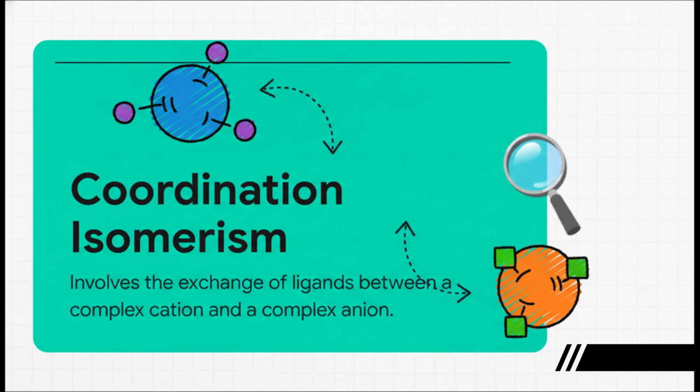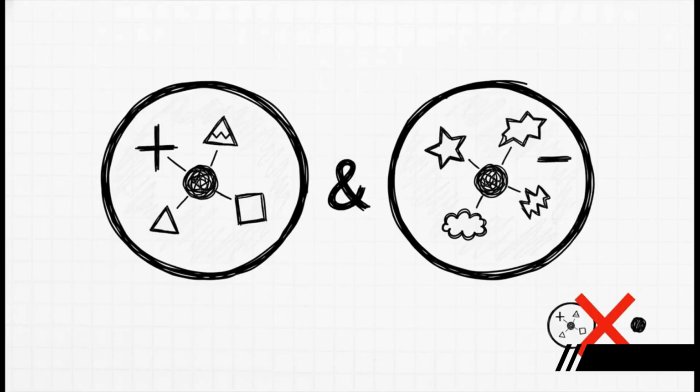And it's all about them swapping their ligands. And I really can't stress this enough. This is the absolute key. You simply cannot have coordination isomerism unless your compound is built from two separate coordination spheres, one that's positive and one that's negative. If you don't have two complexes, it's just impossible.